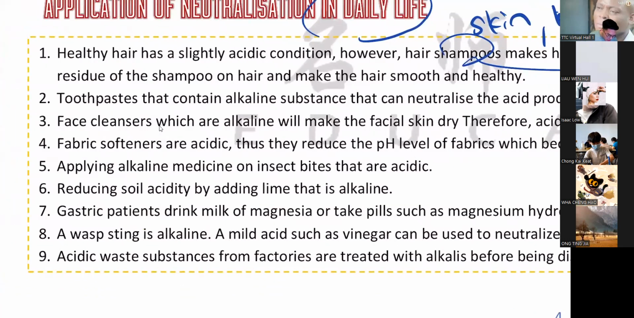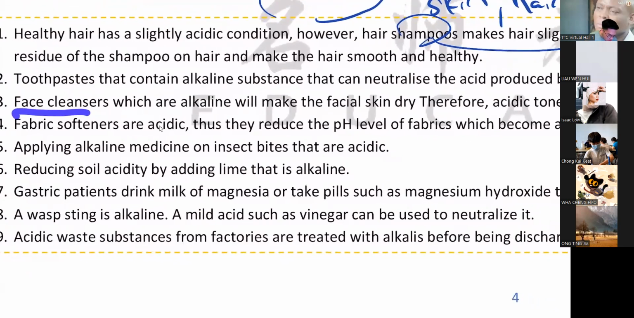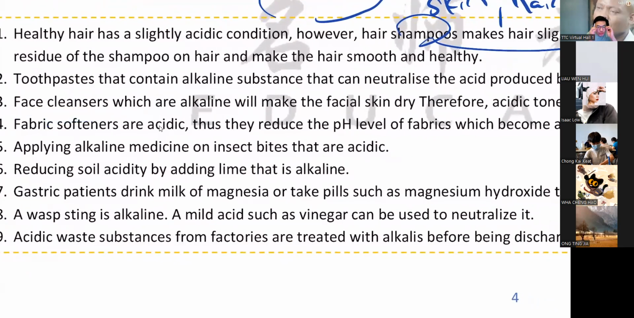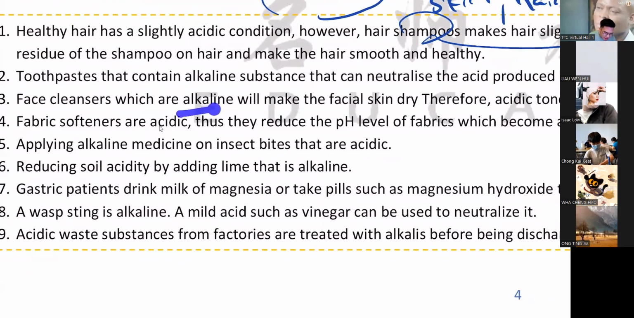All right, let's go to the skin one. Let's talk about the skin in one shot. So your skin, guys, do you use face cleanser? Do not use soap to wash your face, guys. If you use face cleanser, it is actually alkaline.